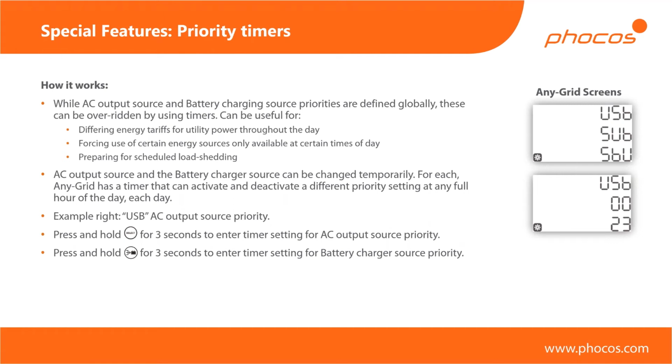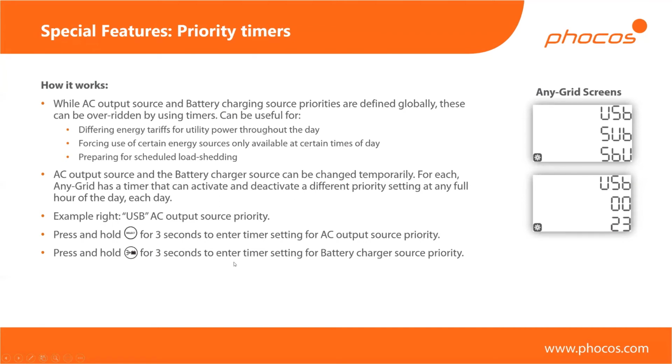Then in our list of features, we also have the priority timers. And these basically allow you to override the charging priority and the AC output source priority. Remember, those were the two priorities we can set. That is our standard setting, whatever we set up in the main menu. But then we can decide to override that for a certain time during the day.